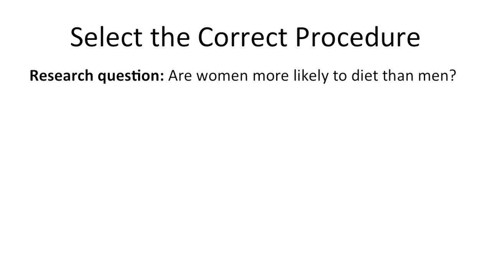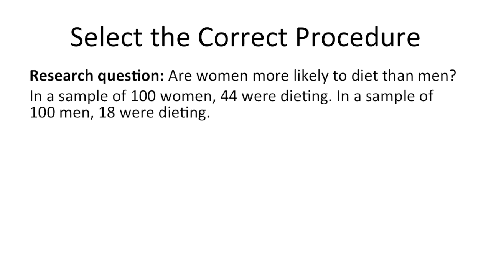Here's our research question. Are women more likely to diet than men? In a sample of 100 women, 44 were dieting. In a sample of 100 men, 18 were dieting. Let's start by identifying our variables of interest. We have two variables here. One is gender. We're comparing men and women. And the second is dieting. We know whether or not each individual was dieting.